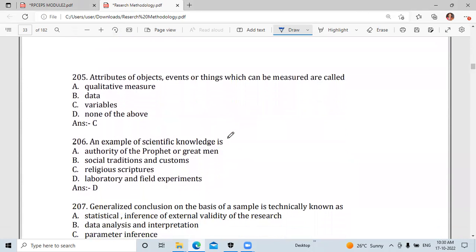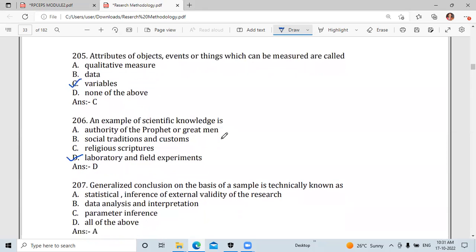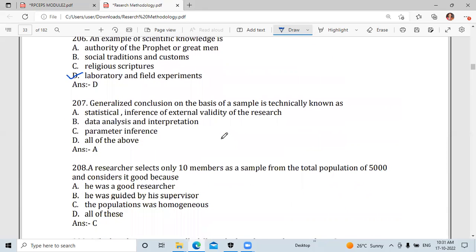Attributes of objects, events, or things which can be measured or counted are called variables. An example of scientific knowledge is laboratory and field experiments. Generalized conclusion on the basis of sample is technically known as statistical inference or external validity of the research. So a generalized conclusion on the basis of a sample only is called as what? That is known as statistical inference.